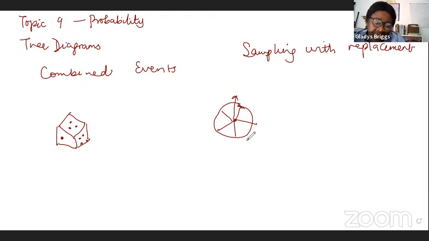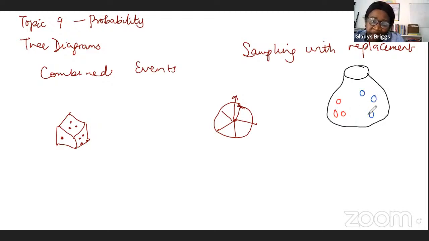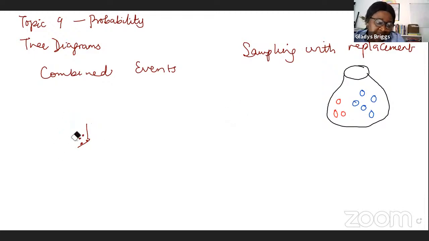So you can throw the dice, you can spin the spinner, or maybe you can have a bag containing some beads or some balls. A bag that contains 3 red balls and 5 blue balls. You put your hand in the bag, and you take one ball out. You take note of the color, you put it back in, and then you take another ball out and put it back in. Now we can represent that information on a tree diagram.